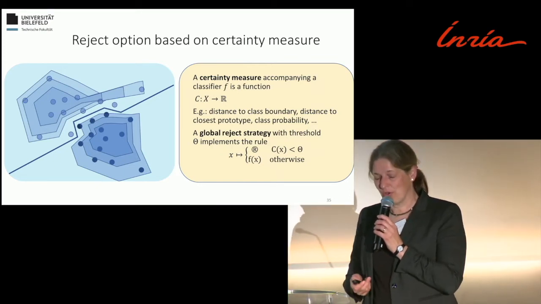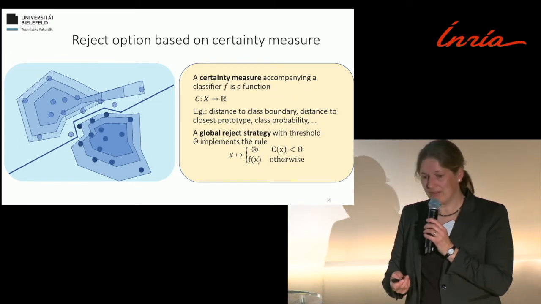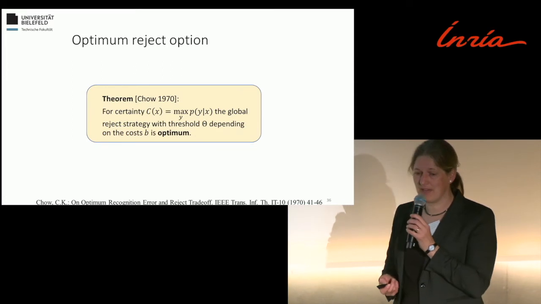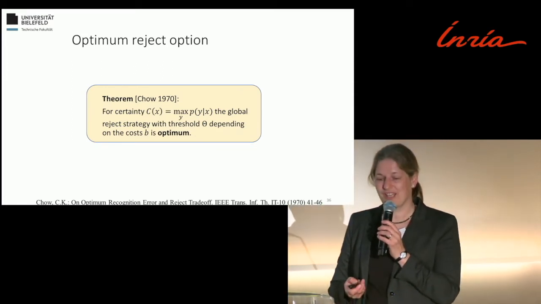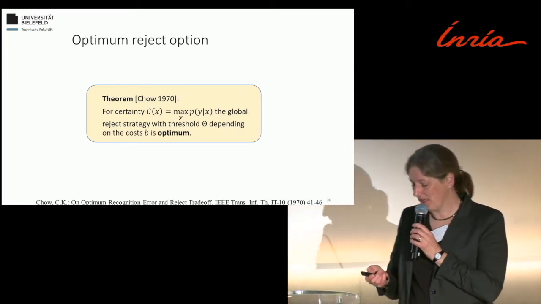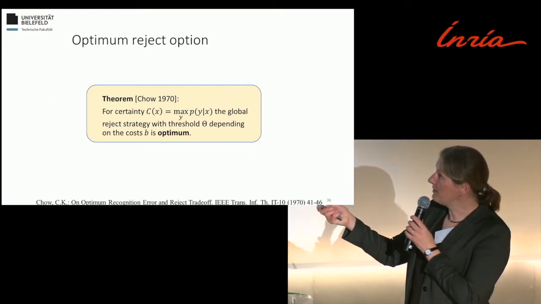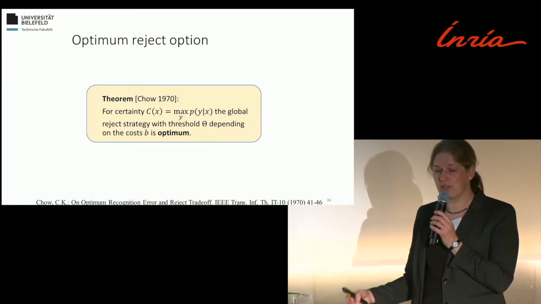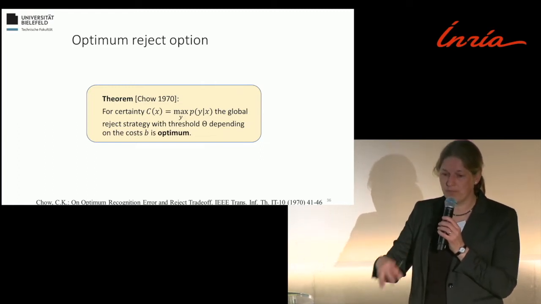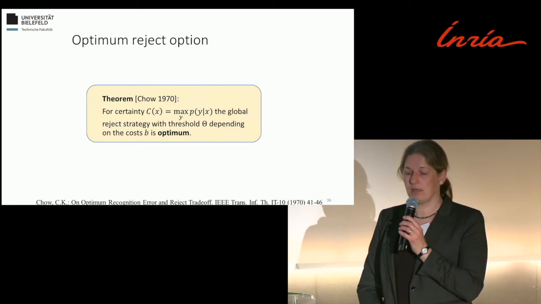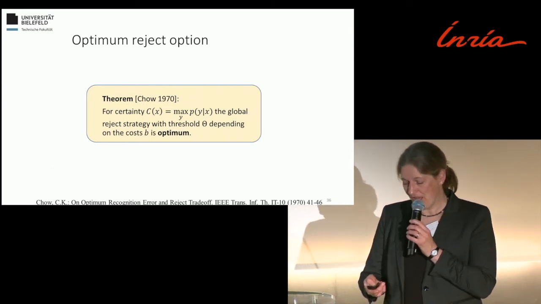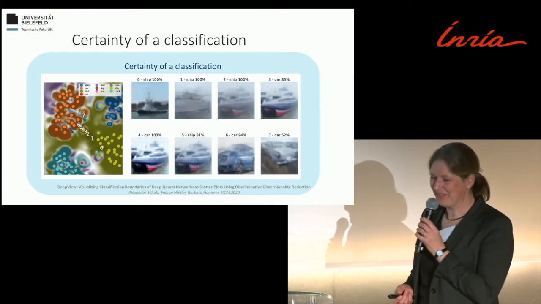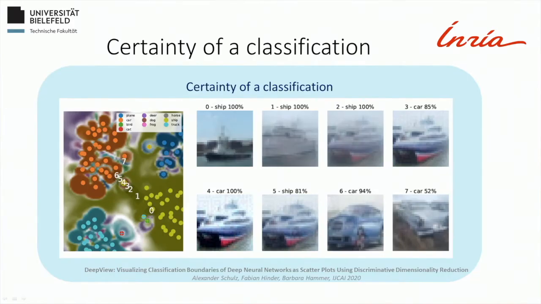Is this a good choice? Well, there is very old work, already back to 1970 by Chow, which tells that if your certainty measure is the true probability, then it's the best you can do. You can rely on a global reject threshold, because this is probably optimizing your 0-1-B loss. The problem in practice is that it's not working, because usually you don't have the certainty in a correct way.